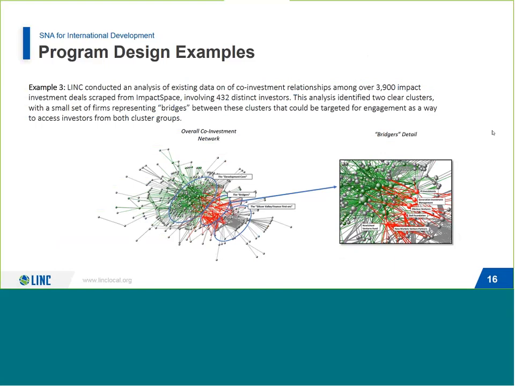So we scraped, this actually did involve existing data. So this is an example where we used existing data rather than going and doing a survey. We found a database of about 4,000 investments into social enterprises. These were self-identified impact investments.